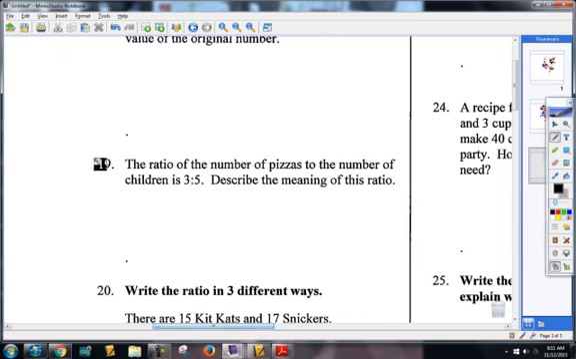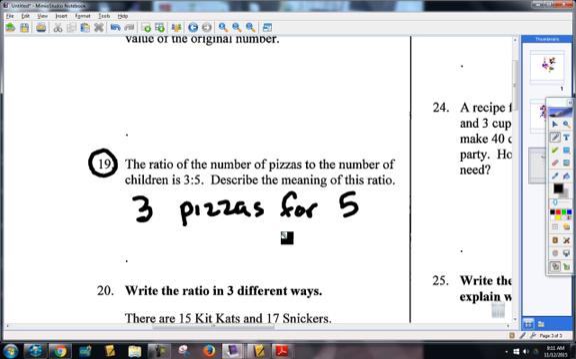All right, number 19. Guys, all I'm looking for on this, it's real basic. Some people, I think, made it harder than it had to be. If it says the ratio of the number of pizzas to the number of children is 3 to 5, that means there are 3 pizzas for 5 children. That's it. Or some people said there are 3 pizzas and 5 children to share those 3 pizzas. Okay, that's fine.